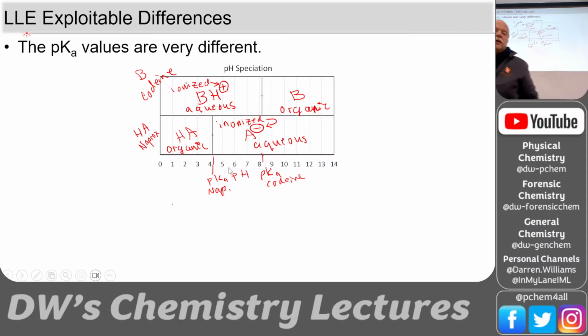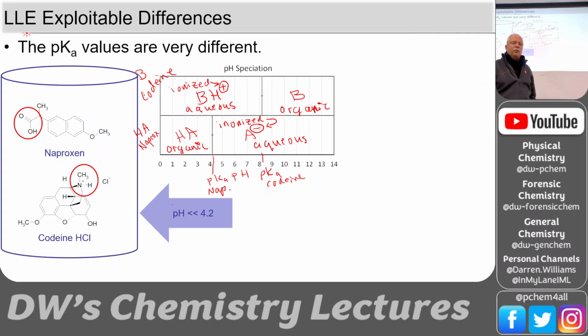So what we want to do is pick a pH where we can separate these two molecules, one in the aqueous phase, one in the organic phase. So we have two choices. If we're less than 4.2, then we've got a protonated base, the BH+ Cl, and this is in the aqueous phase. But we have a protonated organic acid, and that's going to be in the organic phase.